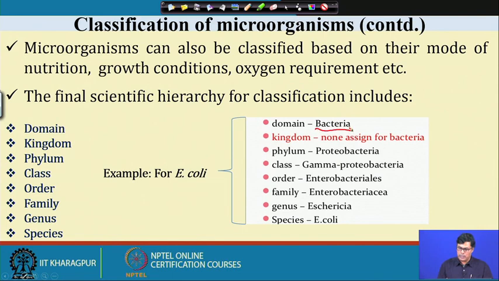Bacteria is the domain. Then the kingdom is not assigned for bacteria, and the phylum is Proteobacteria. The class is Gammaproteobacteria. The order is Enterobacterales. Then the family is Enterobacteriaceae. Then the genus is Escherichia and the species is coli. So this is how the complete classification of the microorganism can be given.